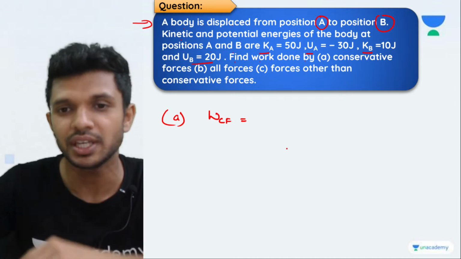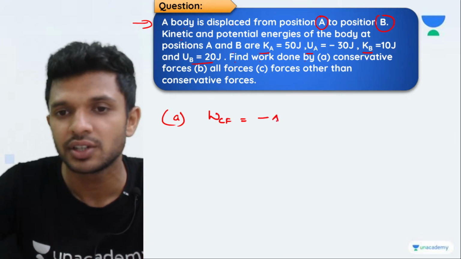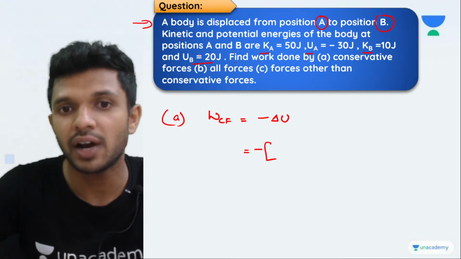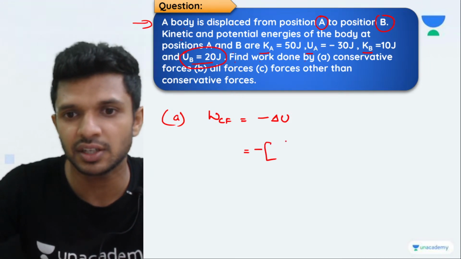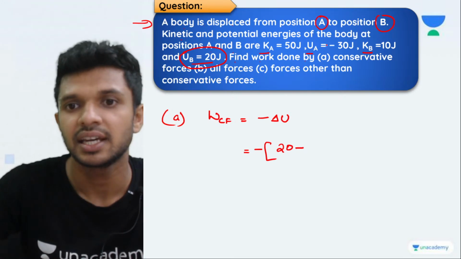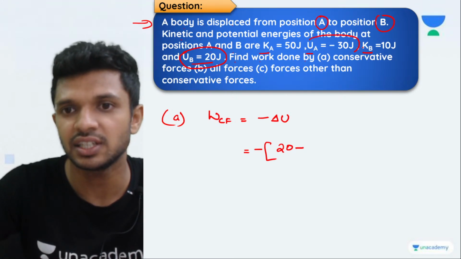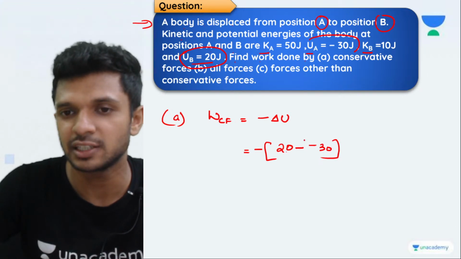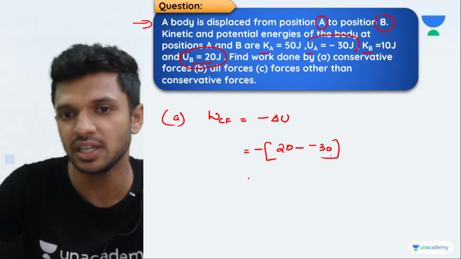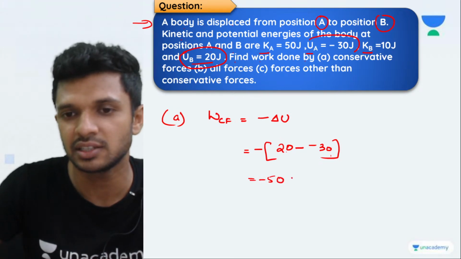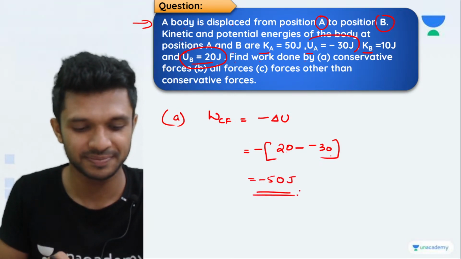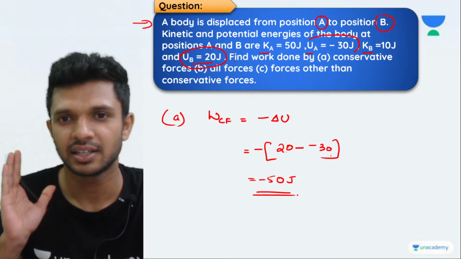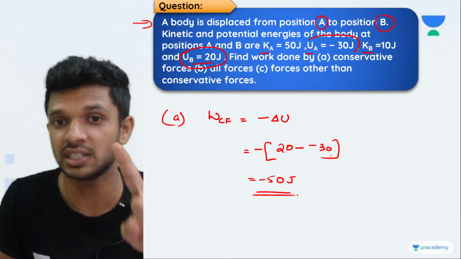So yes, it is the negative of the change in potential energy. That is negative of final potential energy, that is 20, minus initial potential energy UA, minus 30. So this is a minus of minus 30 plus 20, plus 30, 50 with the negative sign, minus 50 joules. Okay, the first question was conservative force.